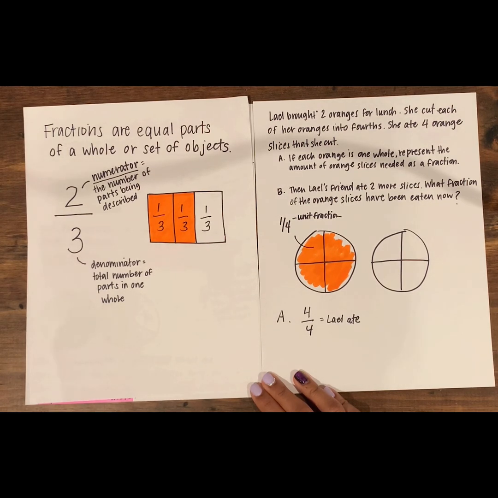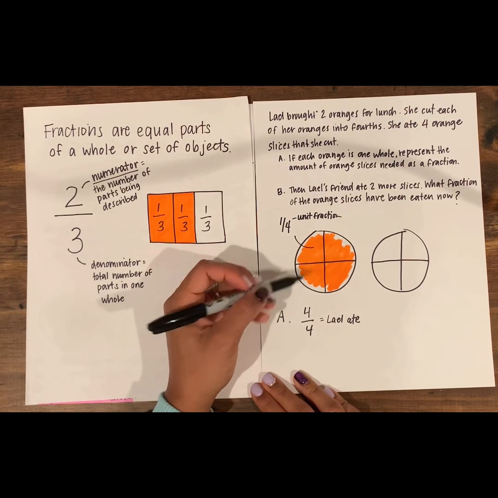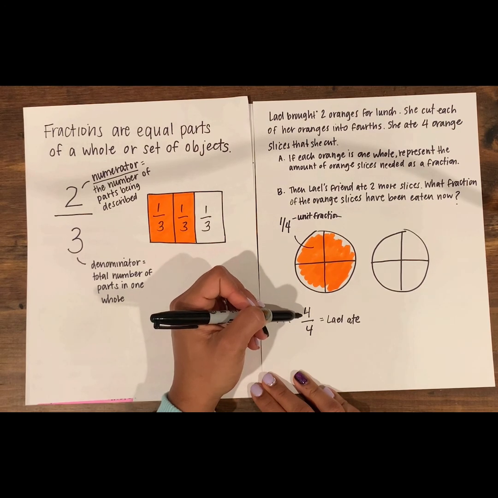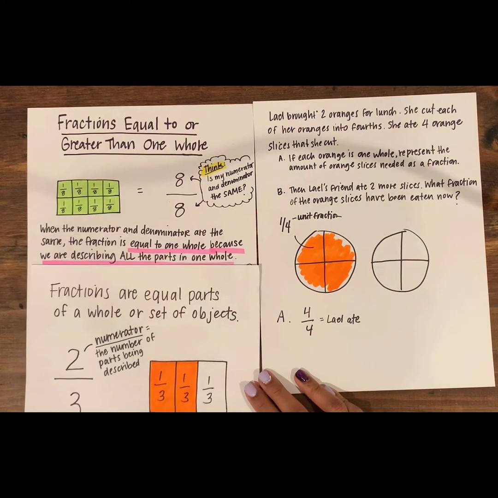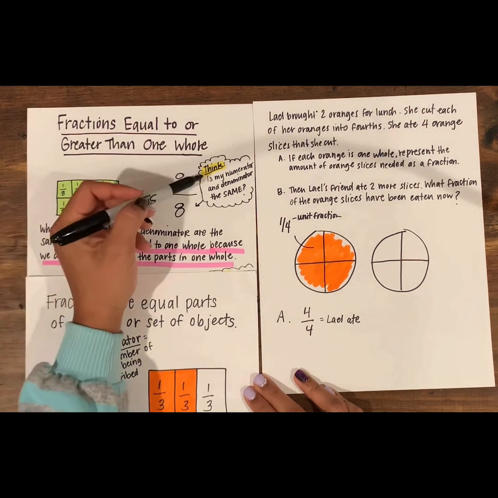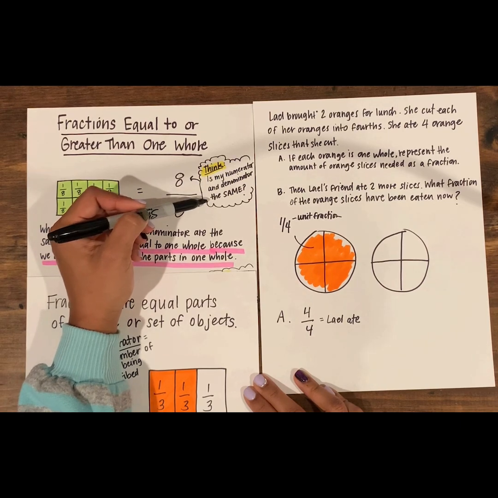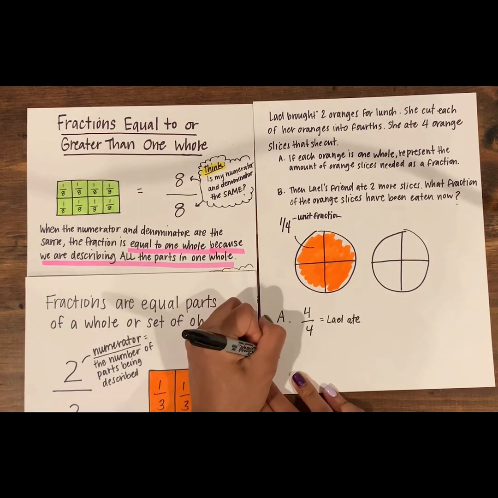I heard you say that when the numerator and the denominator are the same, this means we're describing or referring to the same number of parts that are in one whole. So, we're talking about all the parts in one whole. There are 4 parts eaten out of 4 total parts. Nice work. When the numerator and the denominator are the same, the fraction is always equal to one whole because we're describing all the parts in one whole. We can think, is my numerator and denominator the same, to help us identify fractions that are equal to one whole. Let's take a look at part B.